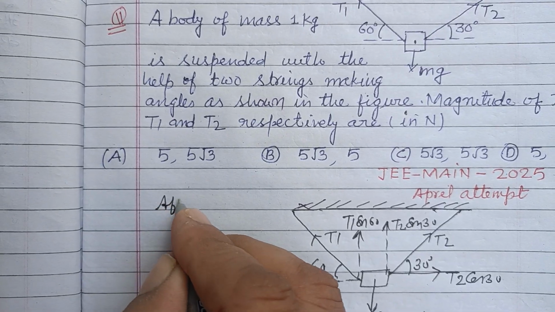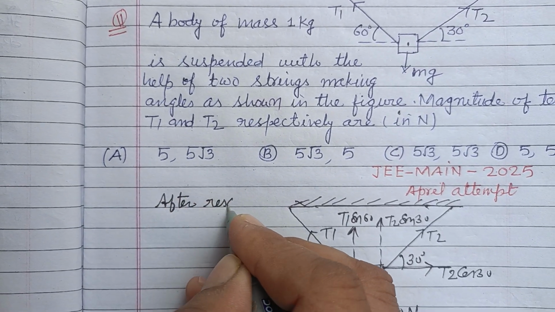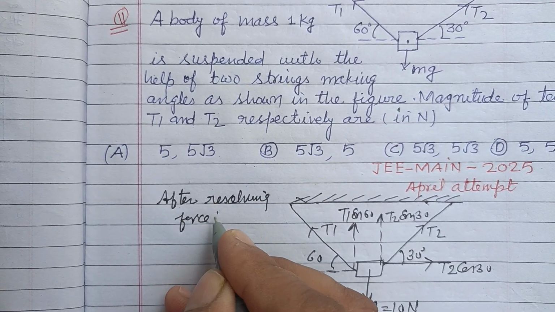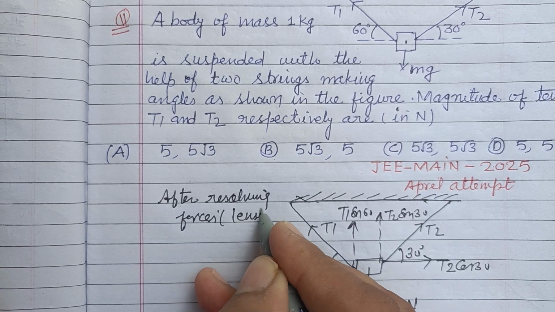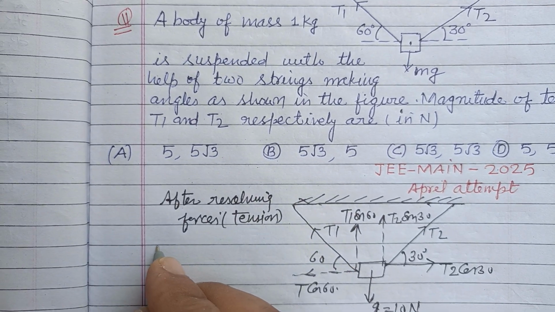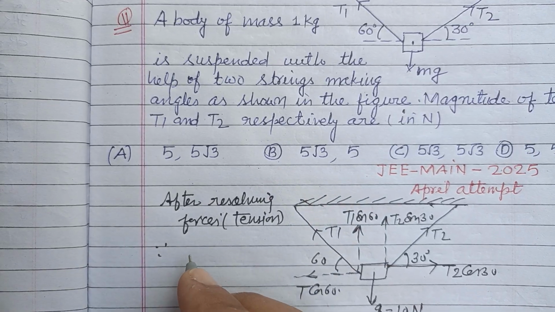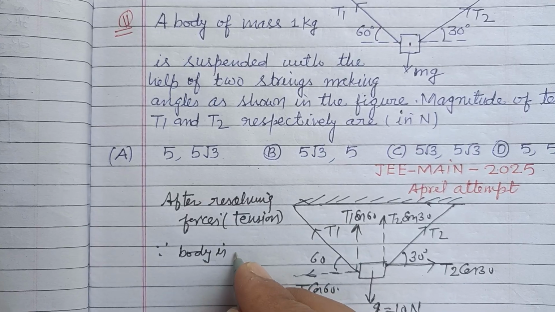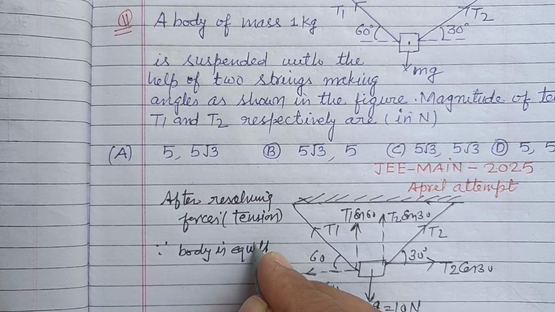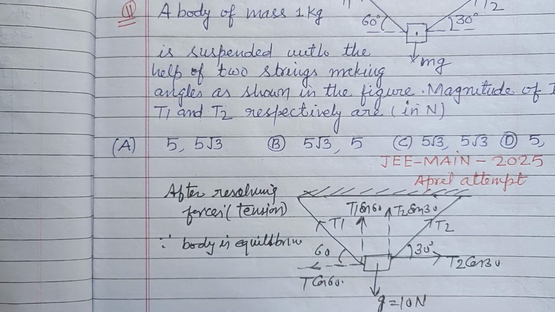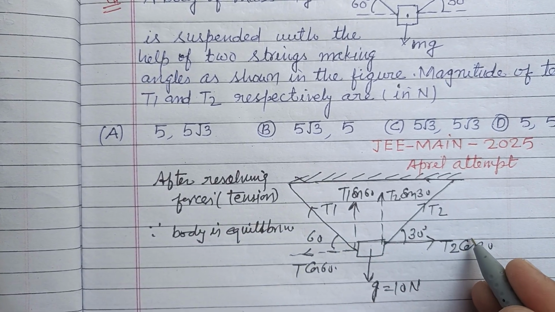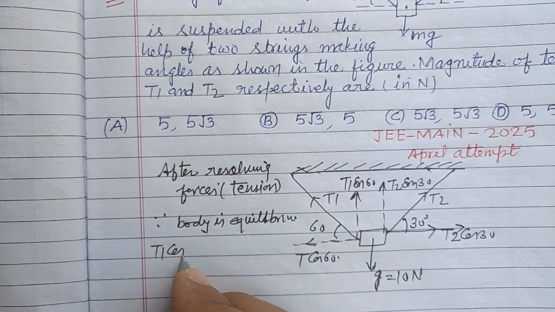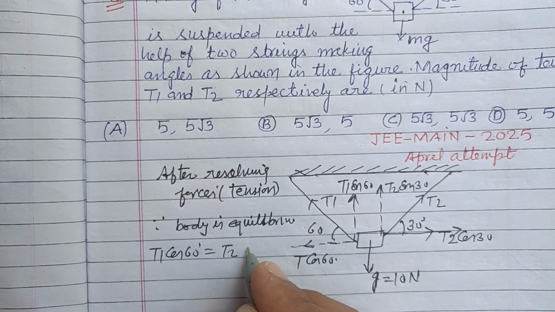So after resolving forces or tensions, since body is in equilibrium, therefore left side force equal to the right side force. So T1 cos 60 equal to T2 cos 30.